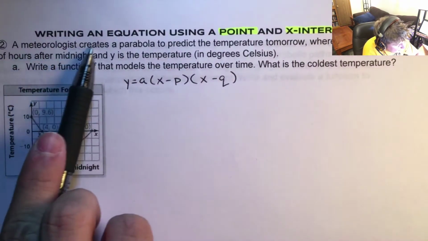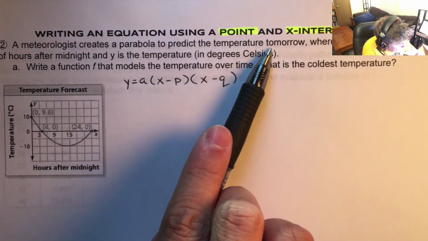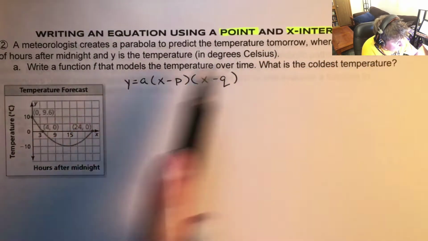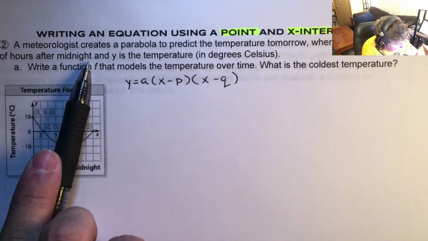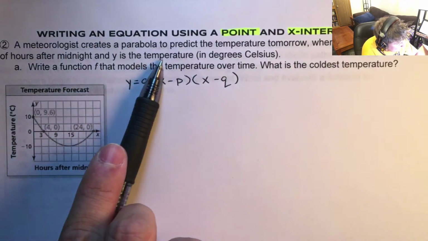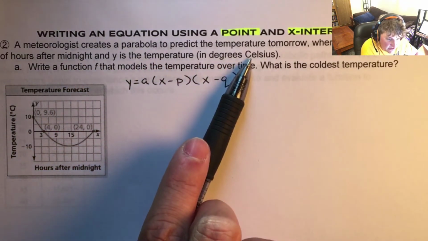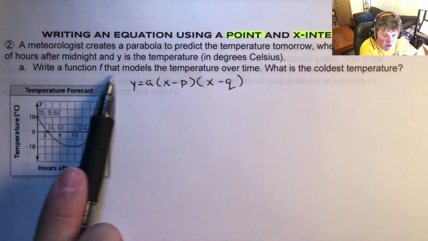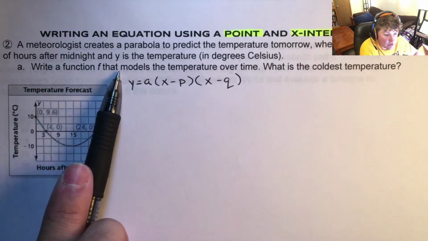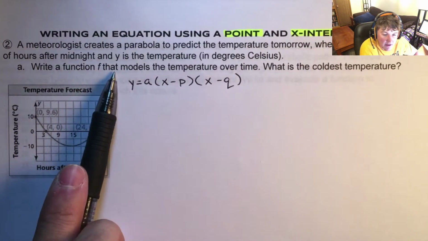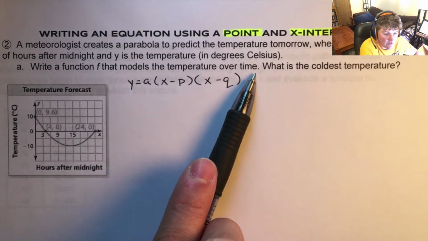Okay, let's go ahead and do this one. A meteorologist creates a parabola to predict the temperatures tomorrow, where x is the number of hours after midnight, and y is the temperature in degrees Celsius. We're going to write a function f that models the temperature over time.